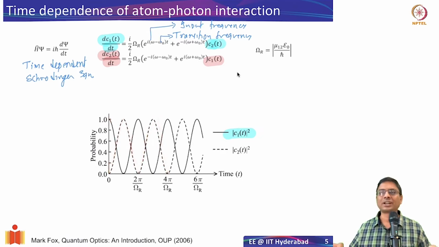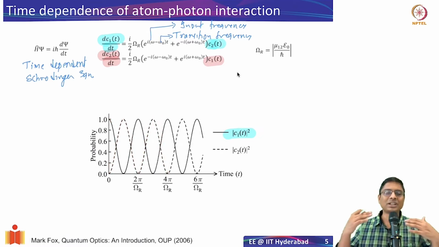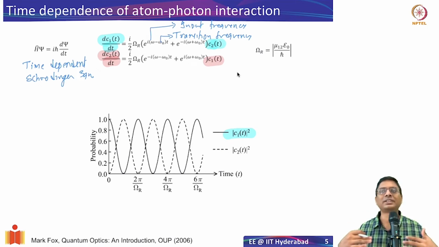So basically what's happening is, if you turn on a beam, the system initially has the highest probability of finding atoms in the ground state. Then with time, the probability of finding the atoms in the ground state reduces, and simultaneously the probability of finding an atom in the excited state increases. At some point, all the atoms are likely to be found in the excited state and no atoms in the ground state. So if I look at this picture, C2 is the dashed one.